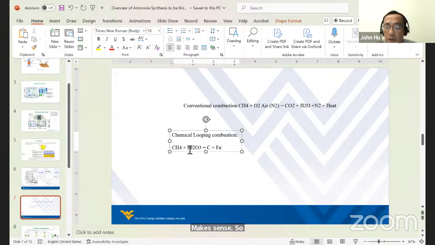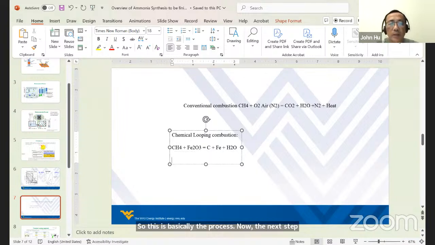But the key is you have to have this so-called oxygen carrier plus H2O. That's what they do, and by doing so, you basically generate heat. So this is basically the process. Now the next step, what you need to do is... this is one step. Another step is basically called iron plus.